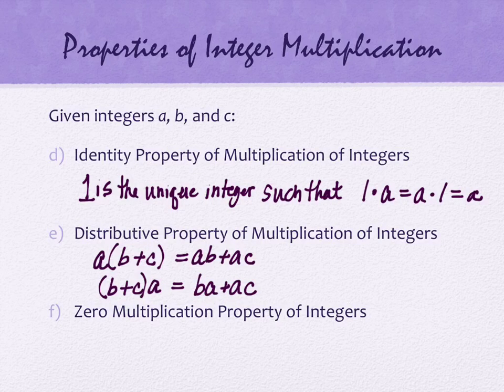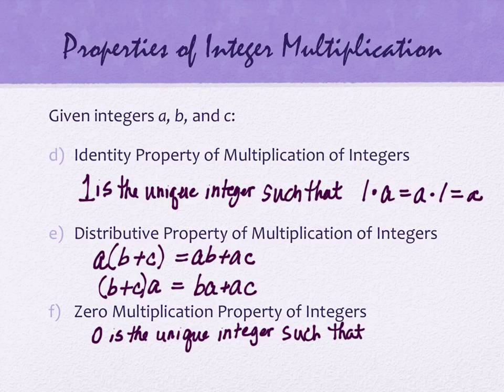Zero multiplication property, that was also something we did with whole numbers. What does that property say? A times 0 equals 0. Right, so we started out with a statement something like this: 0 is the unique integer such that, and I'm going to write down exactly what Amy said, A times 0 equals 0 times A, which equals 0. And we had that for whole numbers too.